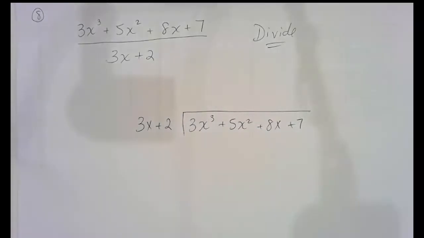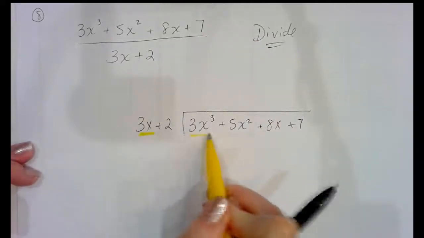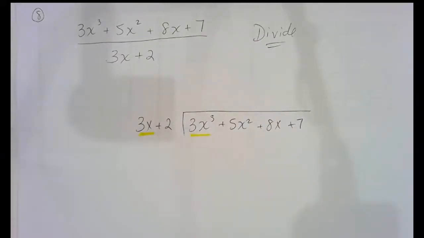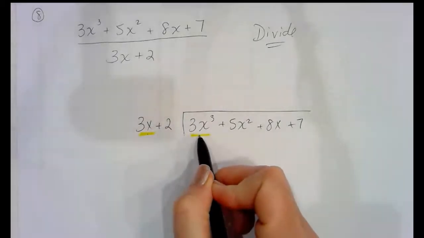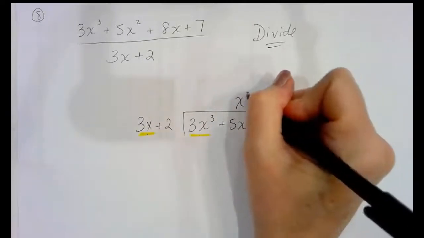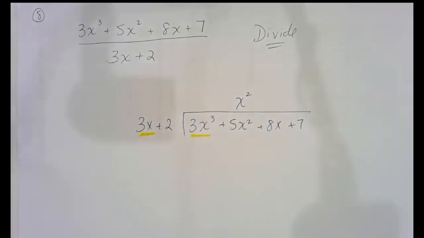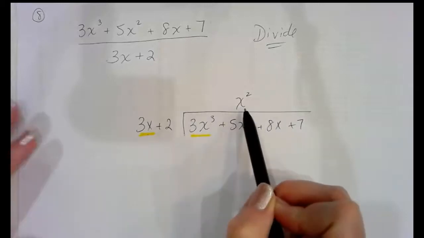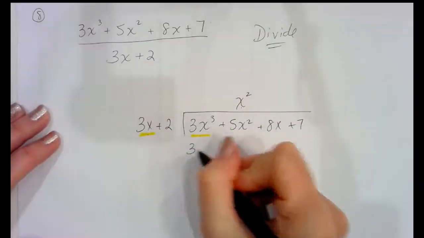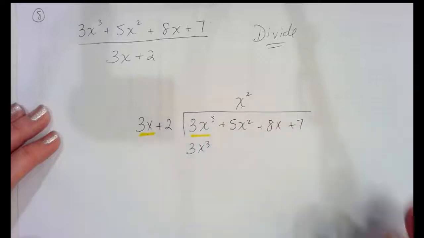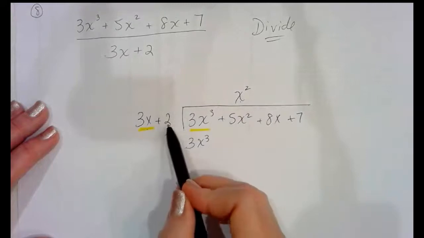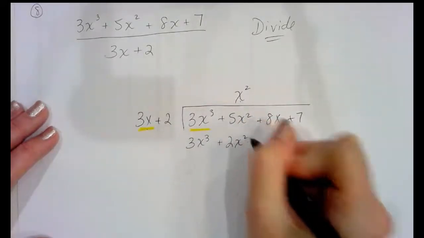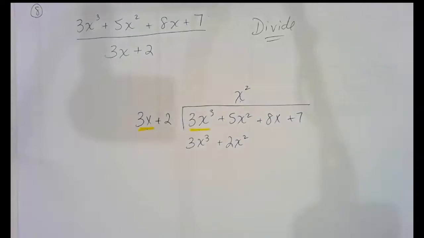So let's start dividing. Remember, we always start by looking at just the first terms when we divide, multiply, subtract, bring down. So 3x times x squared is going to give us that 3x cubed. So we just divided. Now we're going to multiply. X squared times 3x is 3x cubed. We always want these terms to be the same. If they're not, we've done something wrong. X squared times 2 plus 2x squared. And remember, we want to draw the line and change the signs.